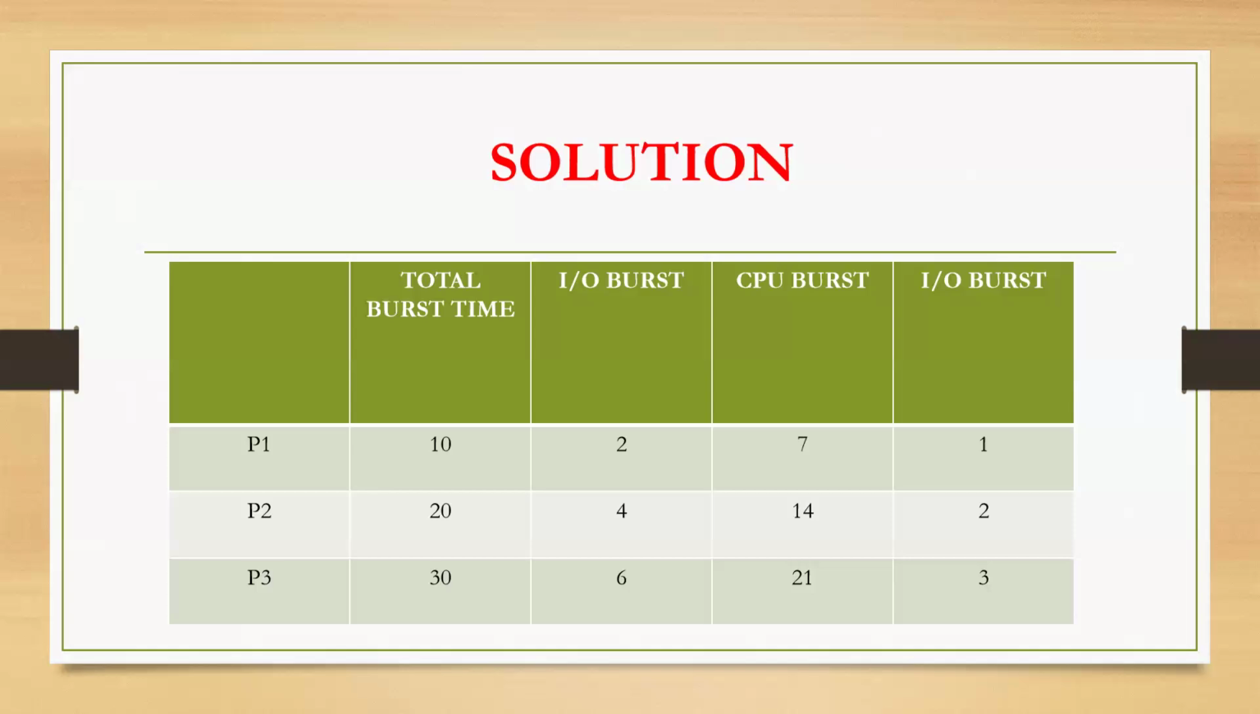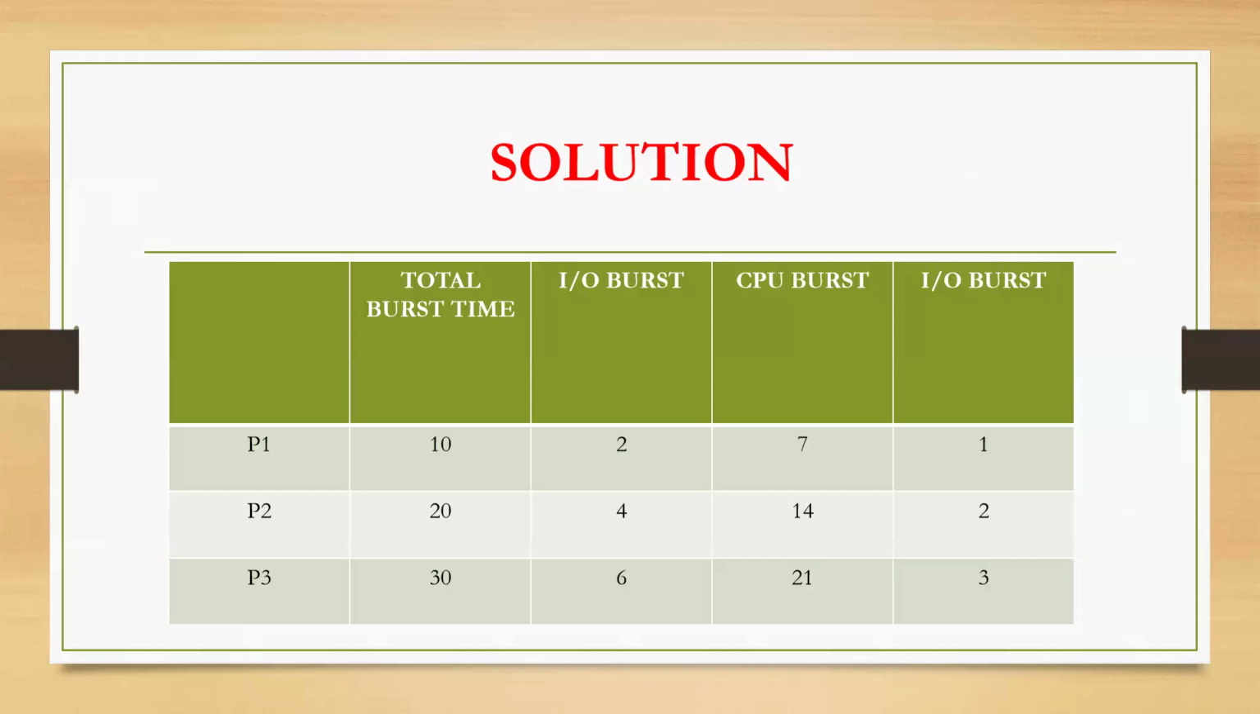Again, the IO burst. What is the IO burst? The last 10 percent of execution time will be allocated for the IO burst, and everything is considered based on that execution time. For process P1, the execution time is 10. So 10 percent of 10 means what? 1. So the IO burst, the last column, is 1.